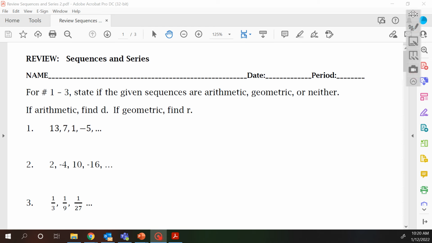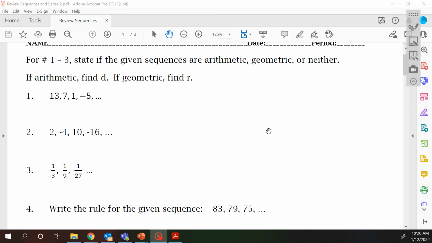Okay, welcome everybody. Today we want to look at our review for these tests on Chapter 7, sequences and series. Okay, let's go ahead and take a look at these practice problems. For numbers 1 through 3, we want to state if the sequences that we're looking at are arithmetic, geometric, or neither. Arithmetic would have a common difference, geometric would have a common ratio, and neither would have neither.